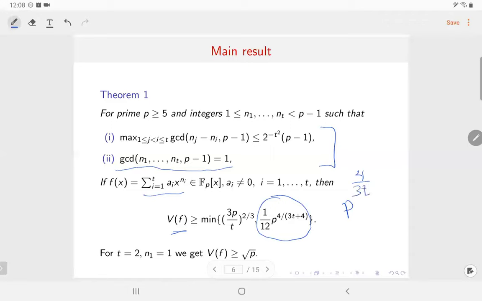Okay, so essentially the main term of the bound is p to the power 4 over 3t. So it gets worse as t gets bigger, as you might expect. But if you fix t, then you get a lower bound that depends only on t and on p under those hypotheses here, and they're very important. This is only for prime fields. I'll show you in a moment an example why we need prime fields. If you don't have prime fields, this bound is not true. Okay, so that's what the theorem says: under some reasonable hypothesis, the number of values of a polynomial with t terms is at least this many.